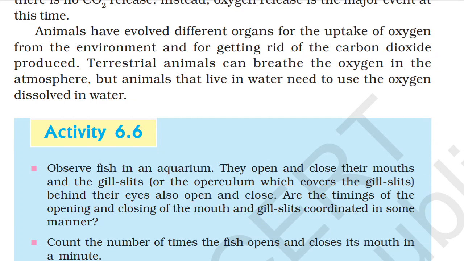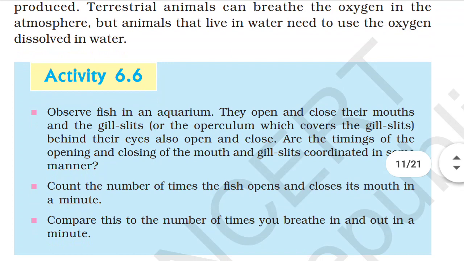Animals have evolved different organs for the uptake of oxygen from the environment and for getting rid of the carbon dioxide produced. Terrestrial animals can breathe the oxygen in the atmosphere, but animals that live in water need to use the oxygen dissolved in water.